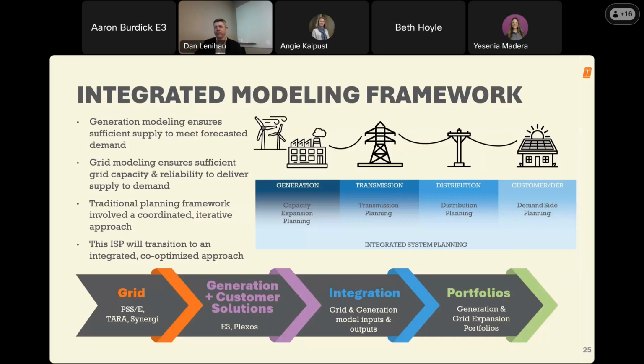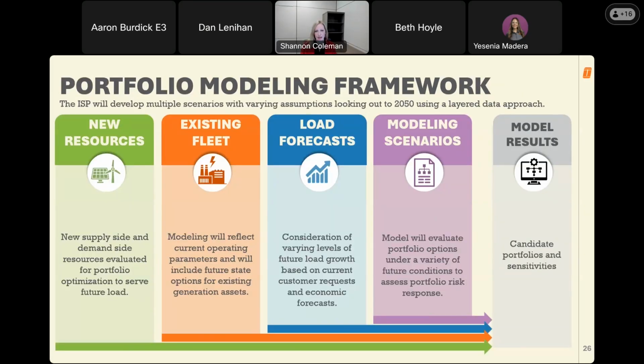Great. Thank you, Dan. You can go on to the next slide. As Dan mentioned, I'll walk through a few slides that describe the modeling that we use in our ISP. But first, what are the objectives that we undertake with system planning?